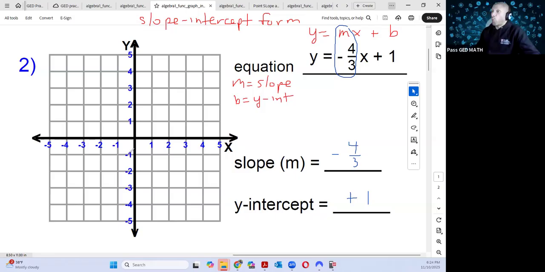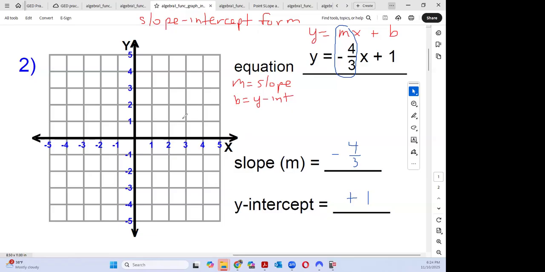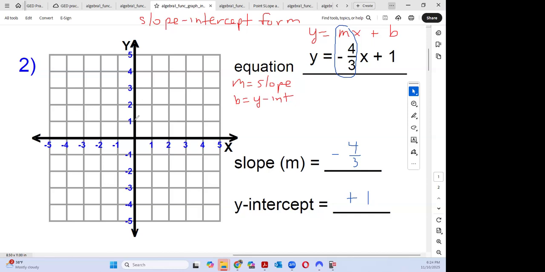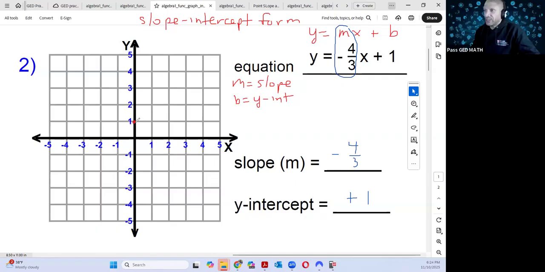So what's my first point that I'm going to graph on this coordinate plane? It's 1 on the y-axis. I'm a little sloppy here. I'm drawing it in. Matter of fact, let me stop. I'm going to do it right. Okay, boom.